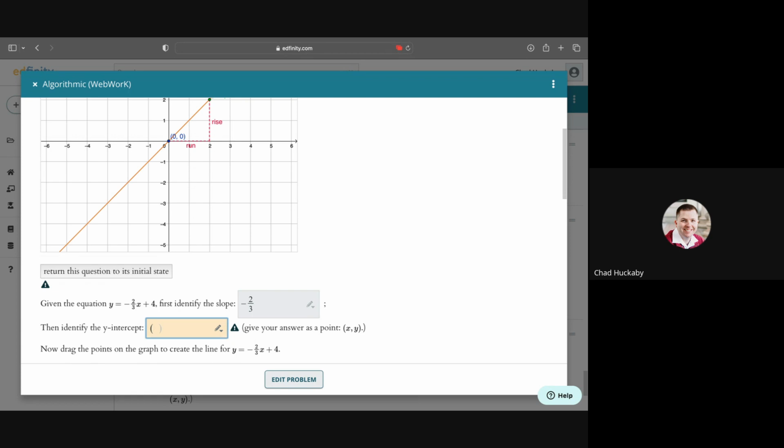What's the y-intercept of the line? We're given this equation in y equals format. When we're given y equals m, which is negative 2/3 times x plus b, b is our y-intercept. So our y-intercept is (0, 4).